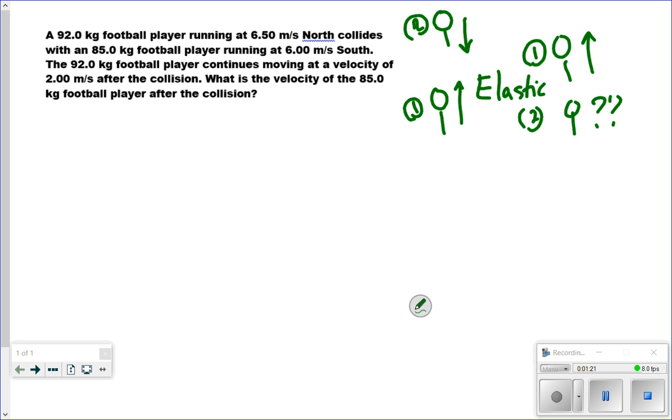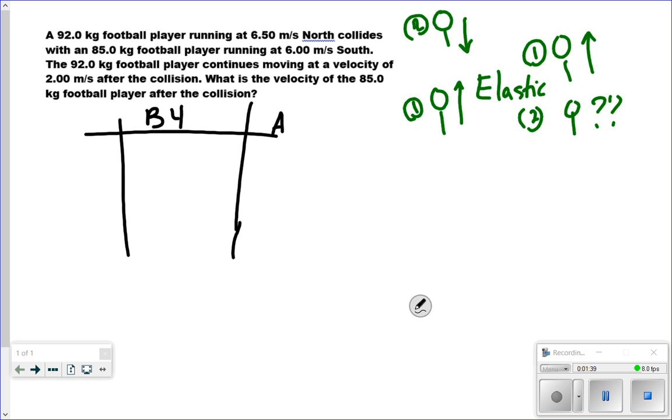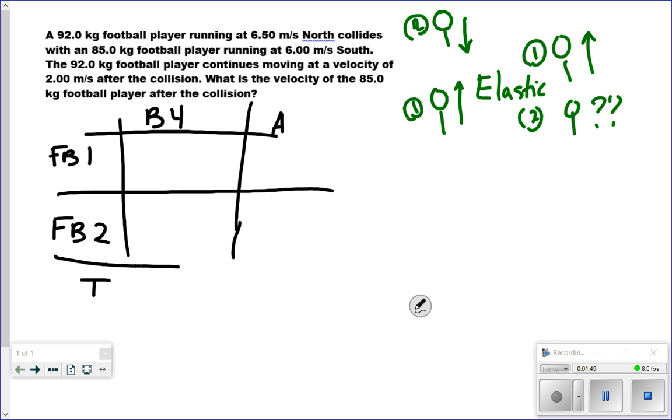If you did it with a chart, we'll start with that. You know, we love our charts in physics class, right? So they definitely help us get going. So, all right, let's consider before, after, and we've got football player 1, and we've got football player 2, and we've got the total.